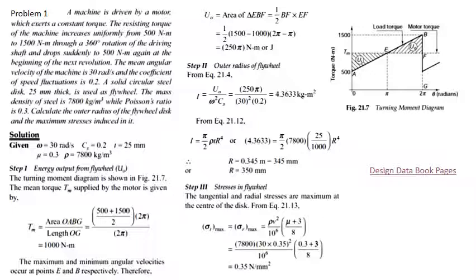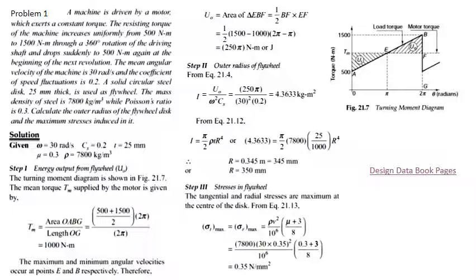So using this formula we can find the radius of the flywheel if we fix the value of density and the thickness. So already it is given that the thickness of the flywheel is 25 mm and the density of the material is 7800 kg per meter cube for steel. So we can say that the required radius of the flywheel, to generate this much mass moment of inertia, is 350 mm.